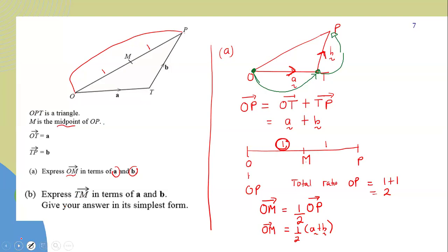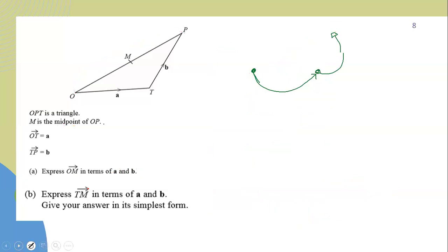Now, when it comes to T to M, I'm going to come here and I first join and I show clearly where T and M is. I'm going to come here and I join that this is my T to M. And what is the direction? We are starting from T and I'm going towards M. I will show that direction like that. So you show it on your diagram such that people can tell which direction you are taking. Now, when it comes to T and M, I'm going to ask myself, where do I start from? We are starting from T and going towards M.